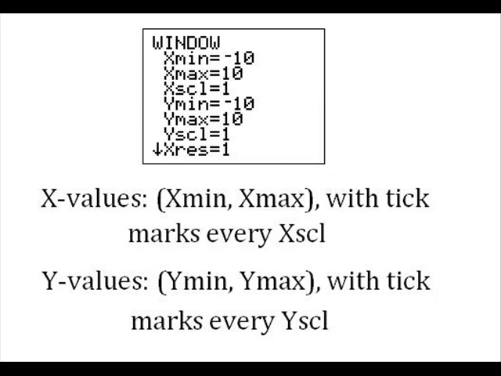Press the window key to see this screen. The default window is x from -10 to +10 and y from -10 to +10. X SCL stands for X scale, and this determines how often a tick mark is displayed on the axis. The default is 1, so a tick mark will be displayed for every unit across the axis. You can change these values to alter the graph viewing window.